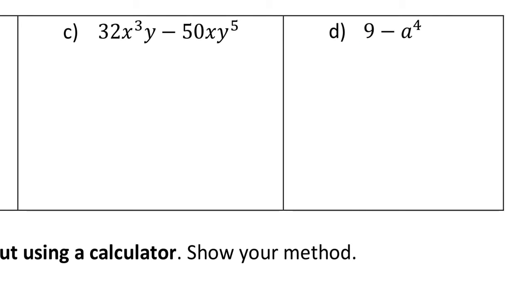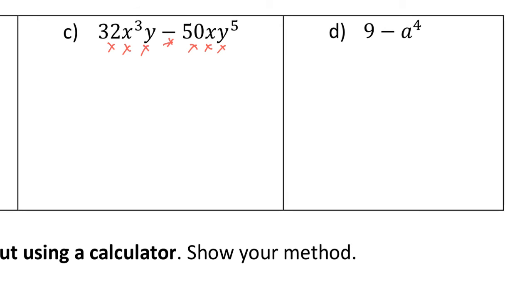Example C, what we can see is, it looks like it's the difference of two squares because it's got a difference. However, 32 is not a square number. x cubed isn't a square, y isn't a square, 50 is not, x isn't, and y to the 5 isn't. So that's a bit disappointing. So all that we can do here is simple factorising.